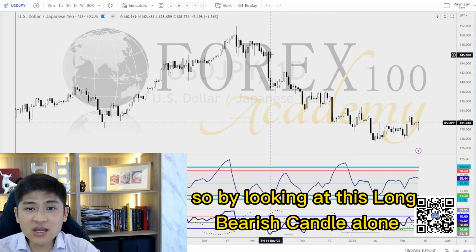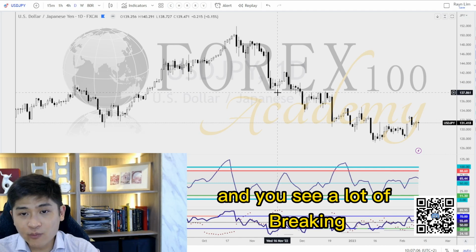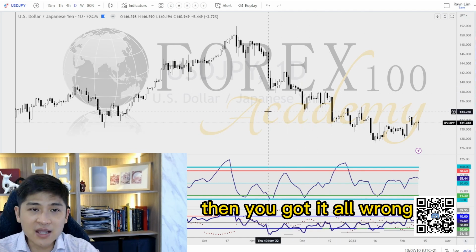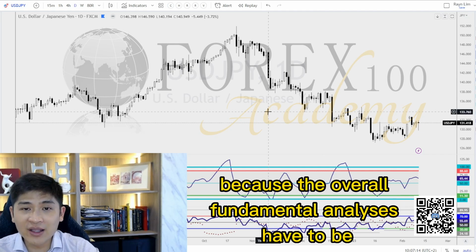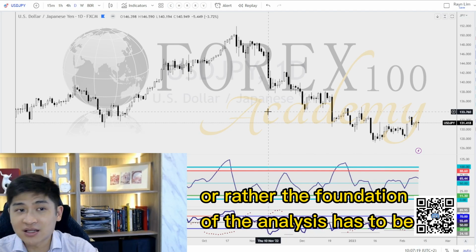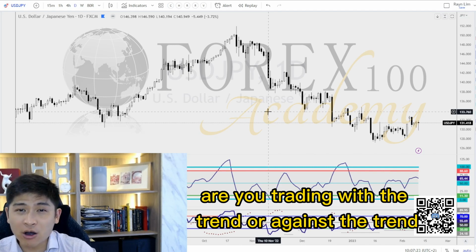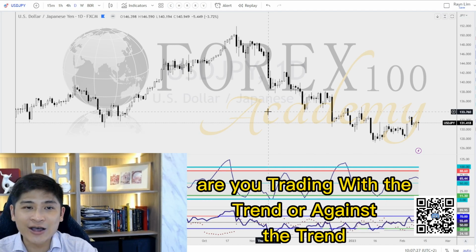So by looking at this long bearish candle alone, and you see a lot of breaking and close below the low, and you find that this is a bearish trend, then you got it all wrong. This is really important because the foundation of the analysis has to be correct. It doesn't matter whether you are trading with the trend or against the trend, but it's important for you to know whether you are trading with the trend or against the trend.